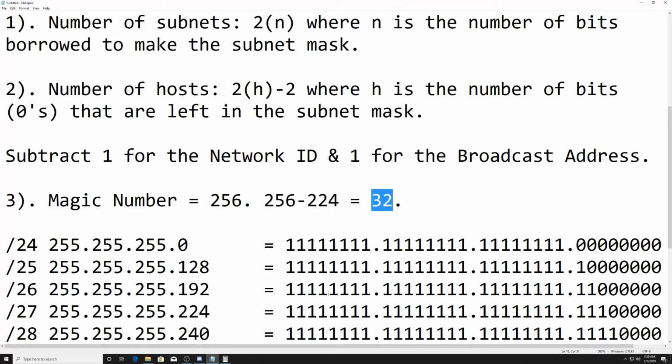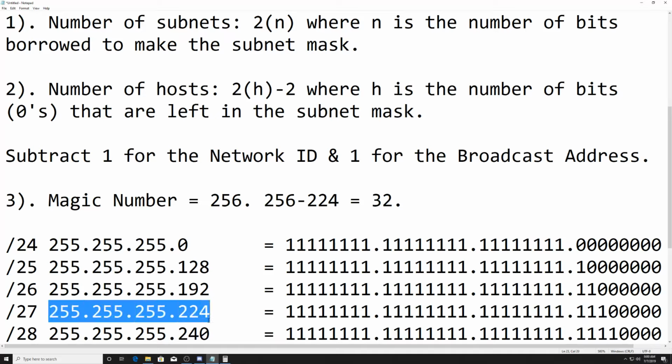So this /24, we're gonna roll with this /27. It's borrowing 3 bits. So basically you're doing 2 times 2, which is 4, times 2, which is 8. So this subnet mask, if you use a /27, can have a total amount of 8 networks.